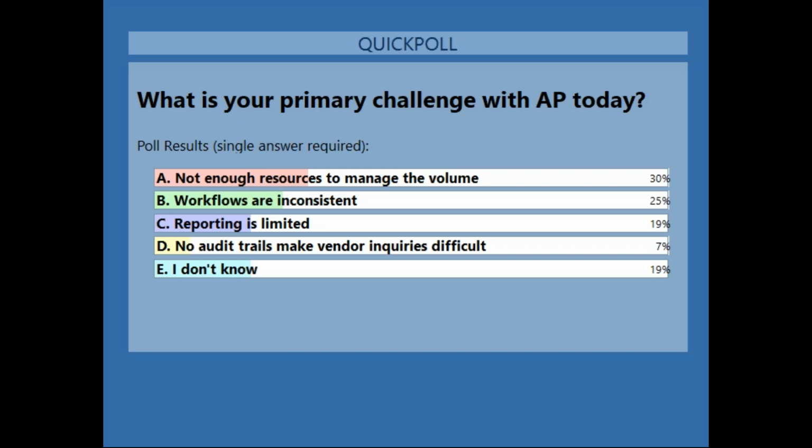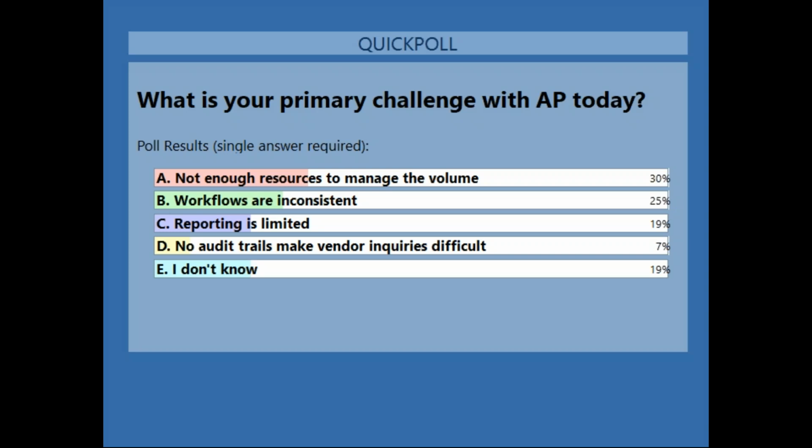So not enough resources creates inefficiencies. That makes your invoice processing costs go up and makes your team unproductive. Workflows are inconsistent, and that causes bottlenecks. Costs go up. You can't even take advantage of discounts that might be offered. Reporting is limited. Can't manage what you can't see, right? It doesn't allow you to identify opportunities to make improvements in the process, where opportunities arise for changes in process and automating workflows.